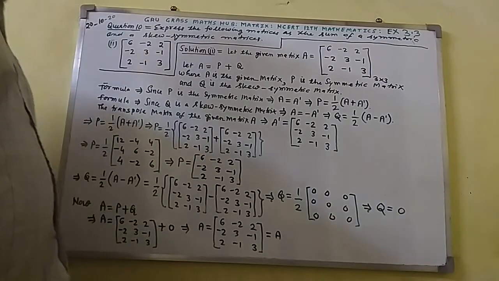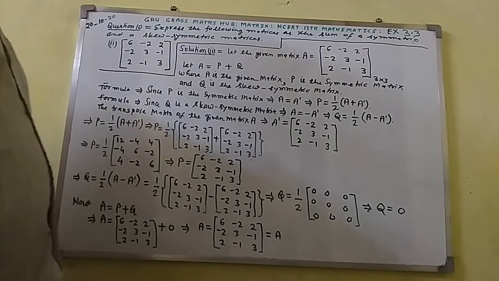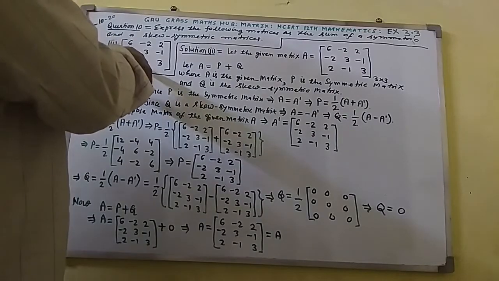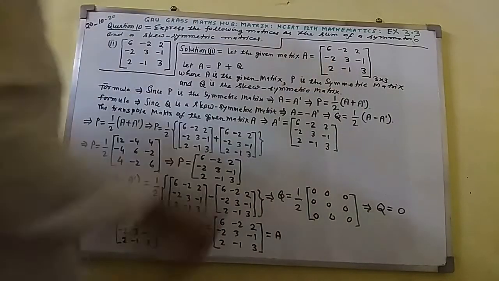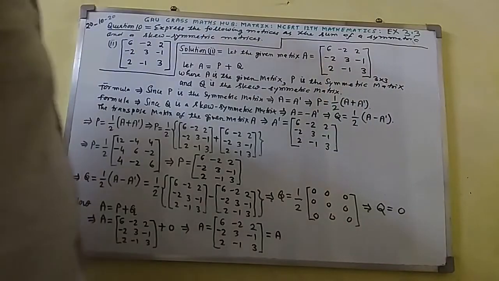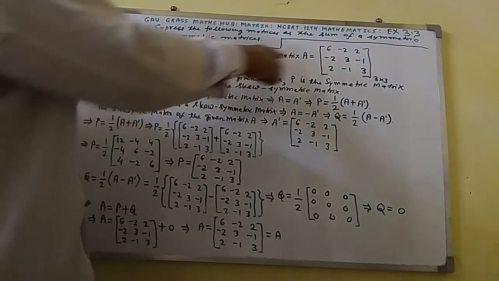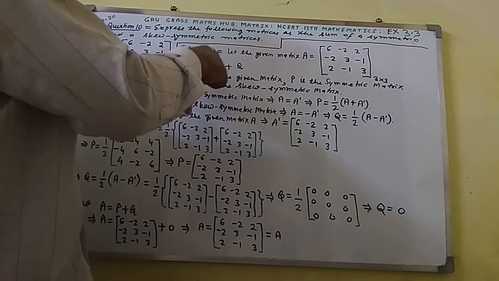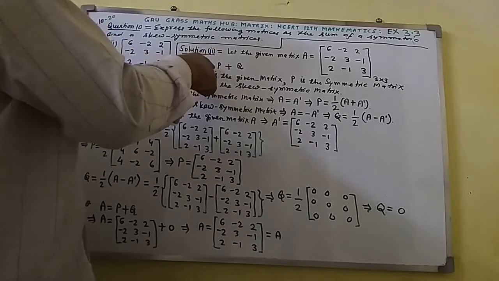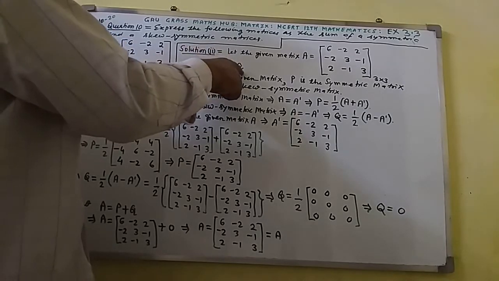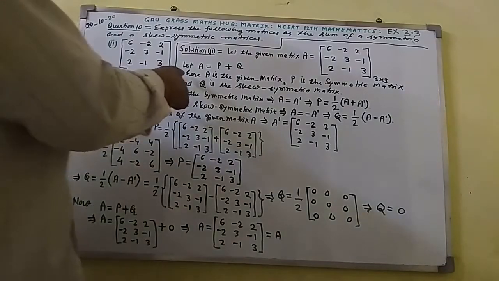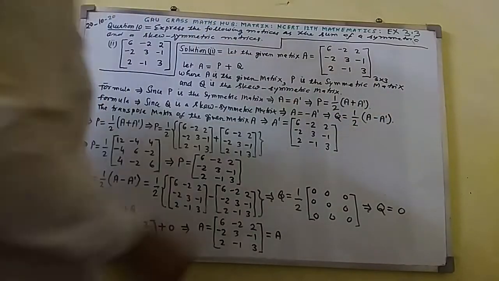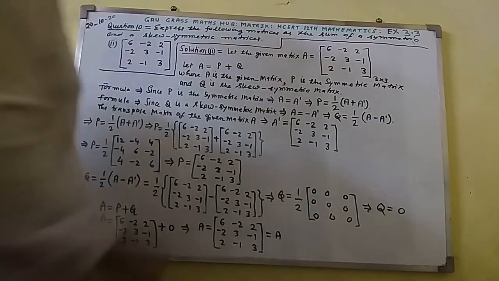Solution, Roman 2. Let the given matrix A equal to the same matrix. This is the matrix of order 3 cross 3. Now this given matrix A is going to be expressed in the form of the sum of a symmetric matrix P and a skew symmetric matrix Q, where A is the given matrix, P is the symmetric matrix, and Q is the skew symmetric matrix.